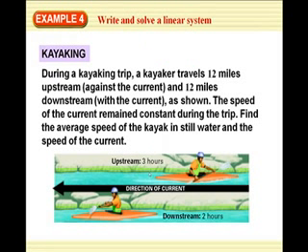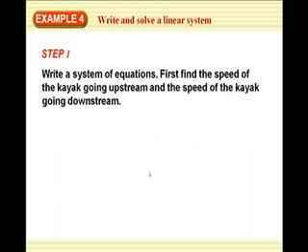Okay, example 4. During a kayaking trip, a kayaker travels 12 miles upstream against the current and 12 miles downstream with the current as shown. The speed of the current remained constant during the trip. Find the average speed of the kayak in still water and the speed of the current. Okay, so we got two equations that we're going to write right here for this kayaker. The kayaker is going upstream and downstream.